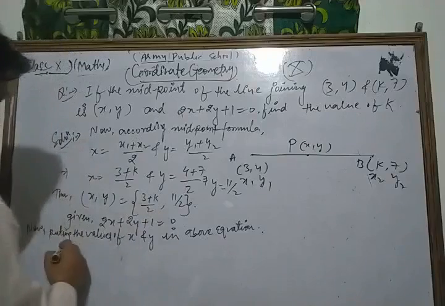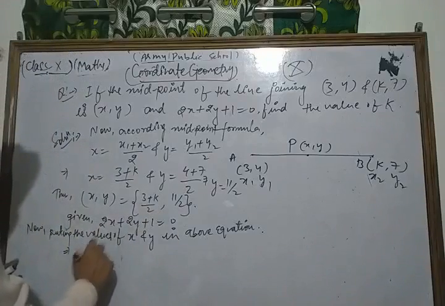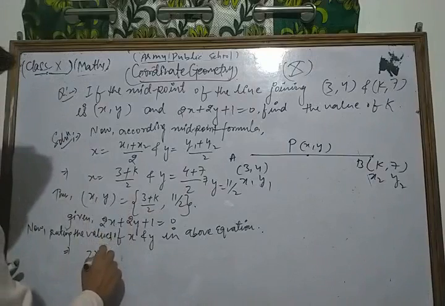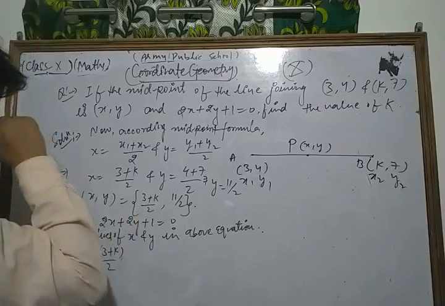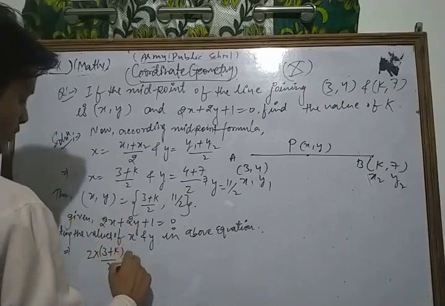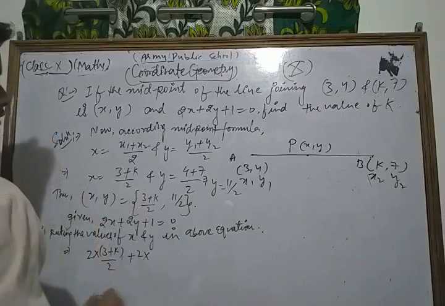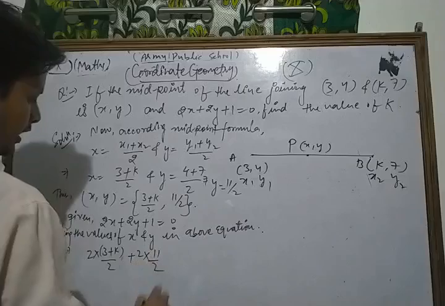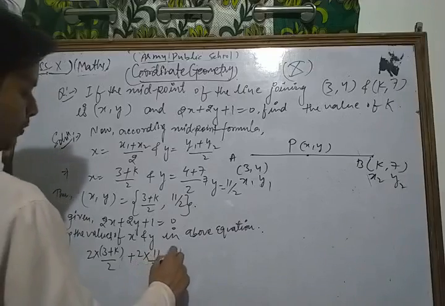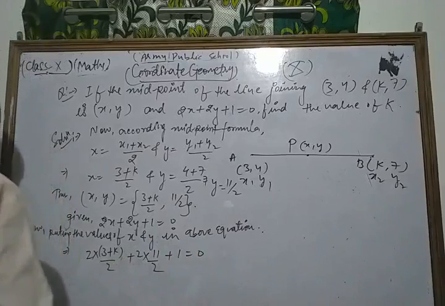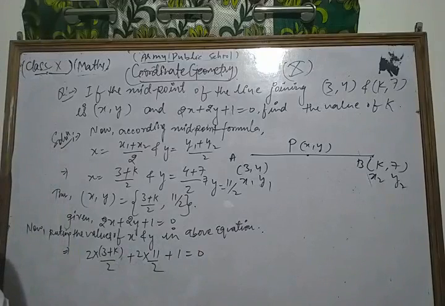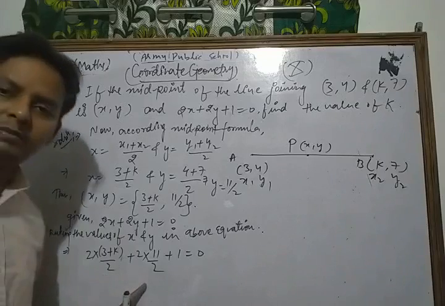Okay, so we get 2x, 2 into x means (3 + k)/2. Now plus 2 into y, the value of y is 11/2. Now plus 1 is equal to 0. Plus 1 is equal to 0.